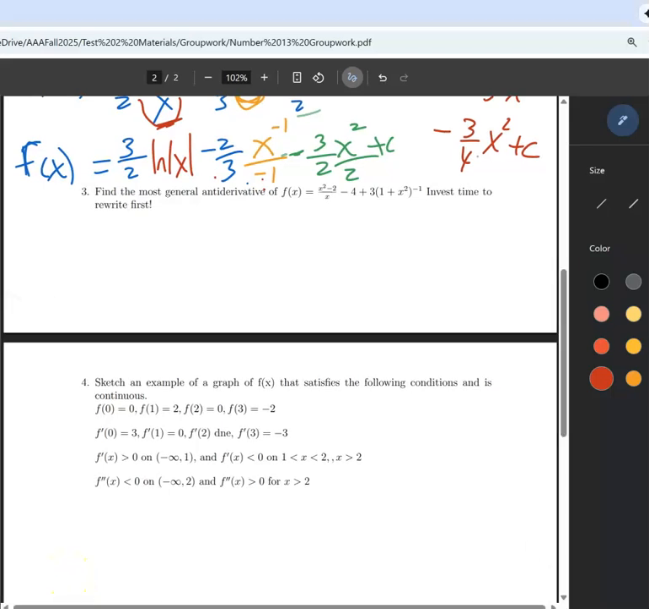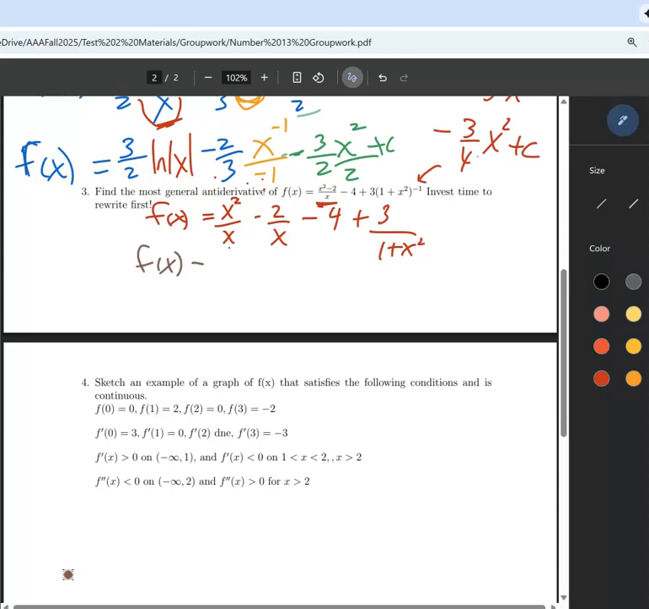This one, again, you want to invest the time to rewrite. So you see the subtraction in the numerator, so you want to break it up. So this is x squared over x minus 2 over x, and then this minus 4, and then this plus. Oh, and look at that negative exponent. I'm going to put it in the denominator. Okay, so I'll do one more little simplification.